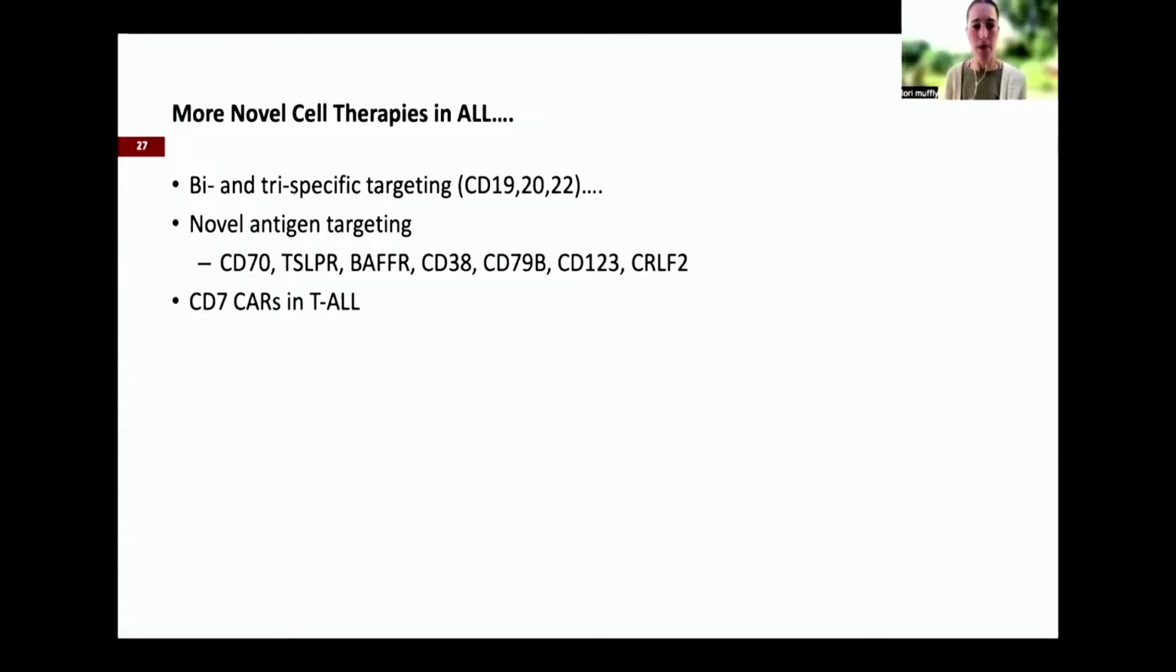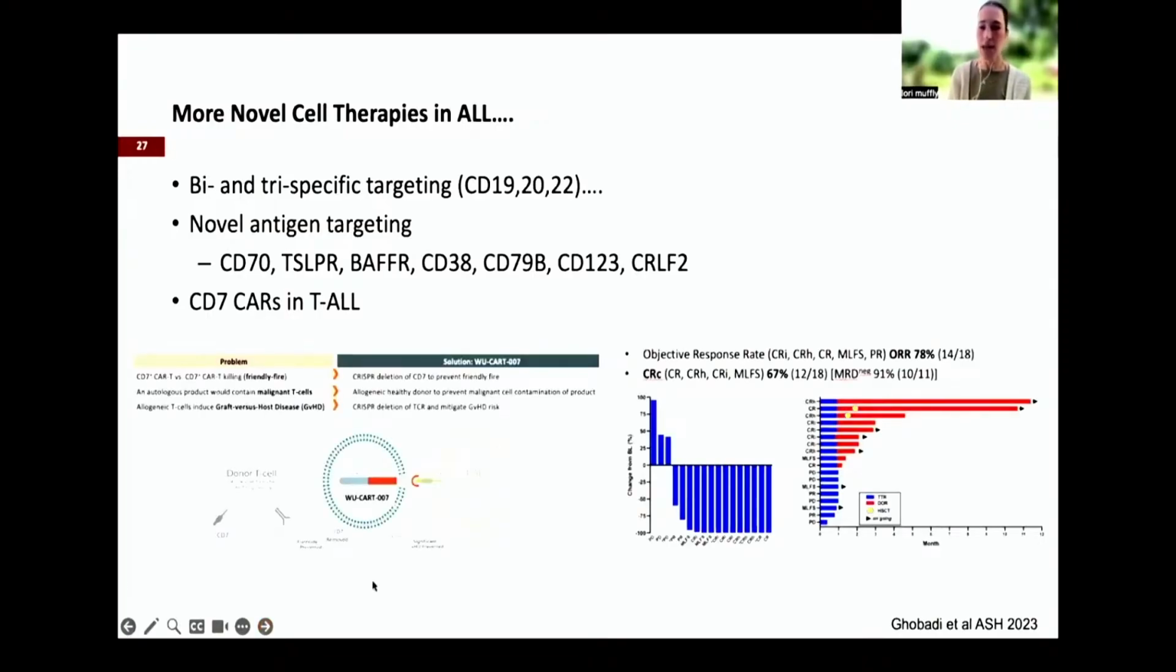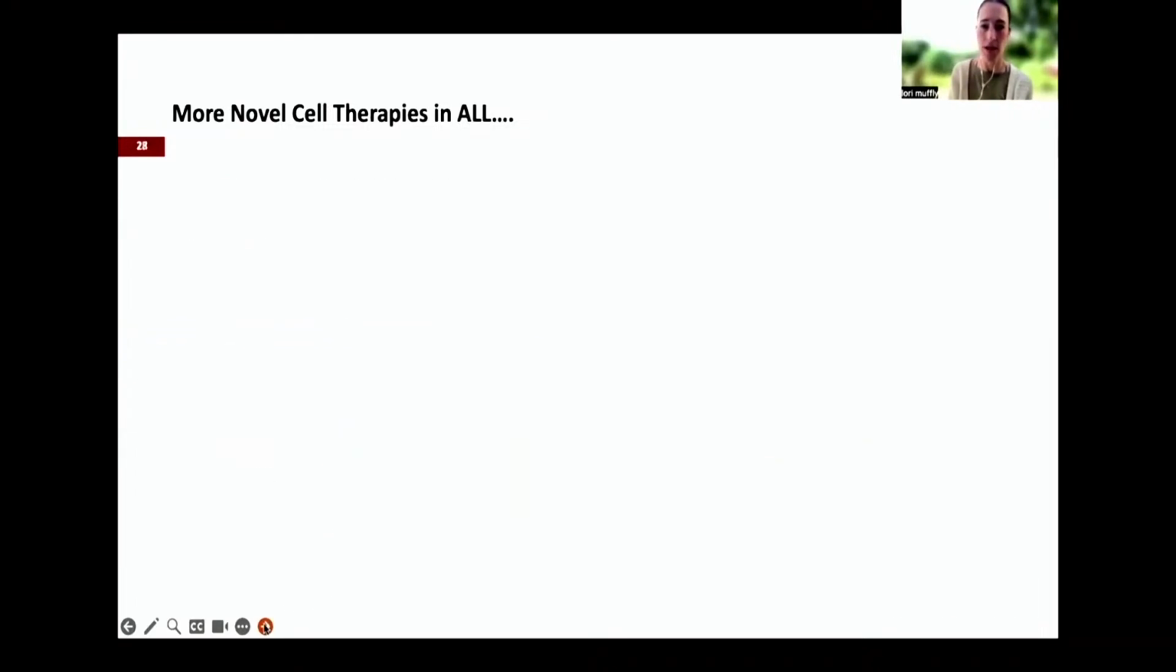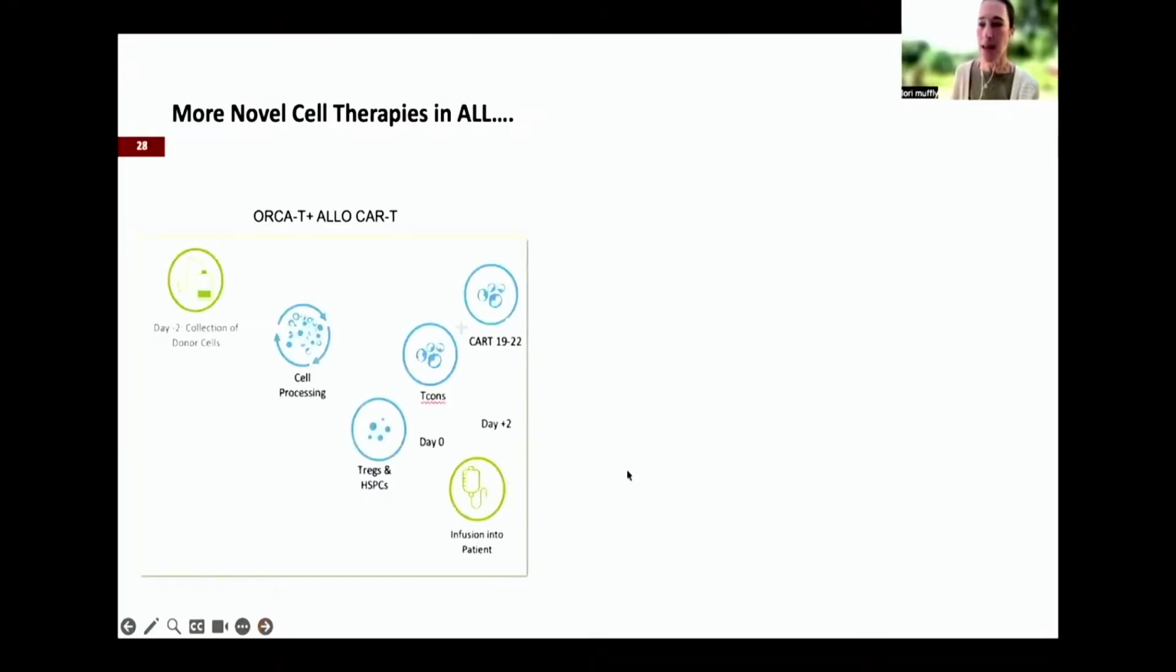And there's more novel therapies coming in ALL. We have bi and tri-specific targeting of CD19 and CD22, novel antigen targeting for B-ALL, CD7 CARs in T-ALL, and I'm just showing some data from a company, Wugen, who just launched their pivotal trial of CD7 CAR for T-ALL in the United States, which is exciting to think that we may have eventually an approved product for this population in need.